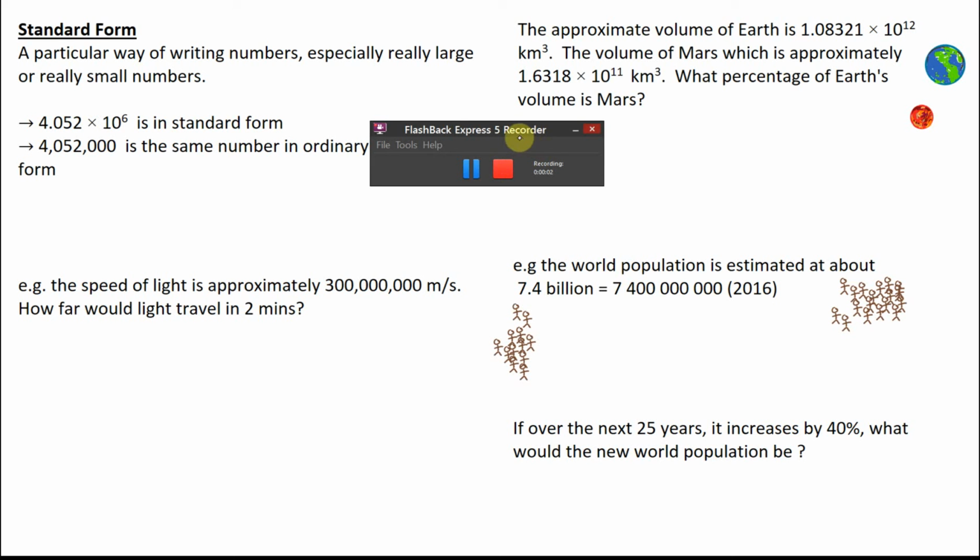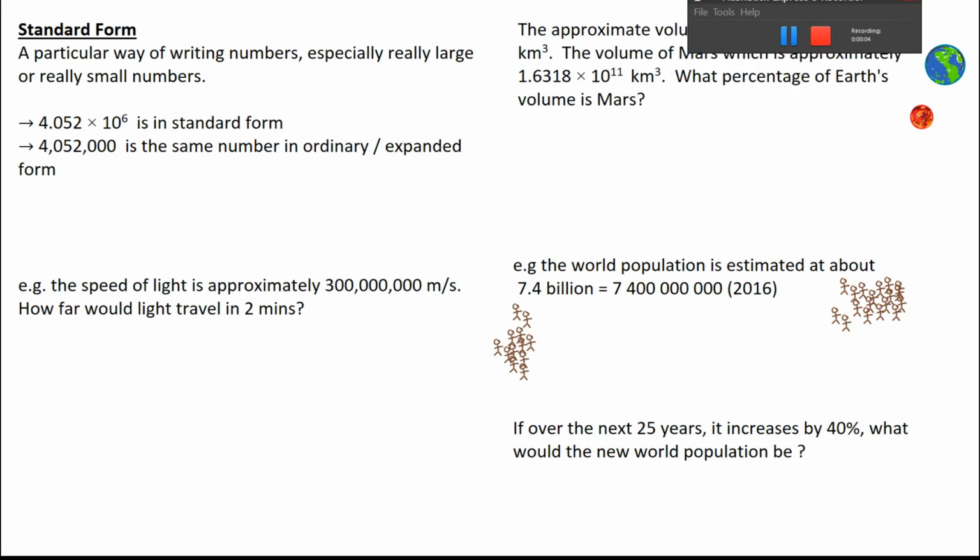Hi there. This video is going to look at a way of writing numbers, especially if the numbers are really large or really small numbers. In New Zealand, this way is called standard form, but in other countries it is also known as scientific notation.